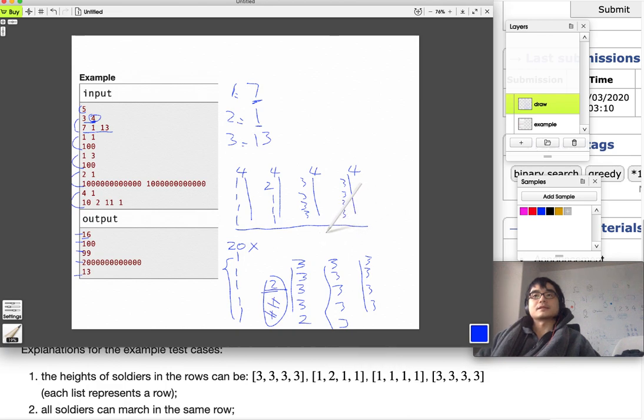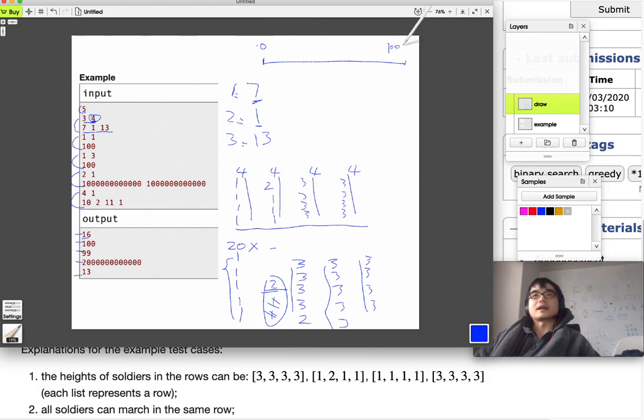So apparently we need the length of a row as long as possible, and if it gets too long, it won't satisfy the condition, right? So in this case, we are going to use binary search. Let's say the initial setting of the binary search is that the left is we have 0 people in each row, right?